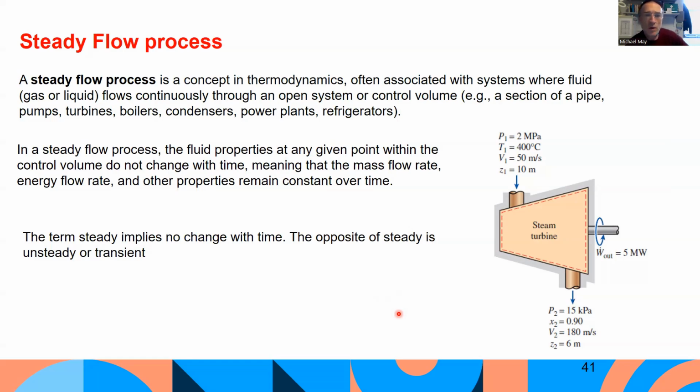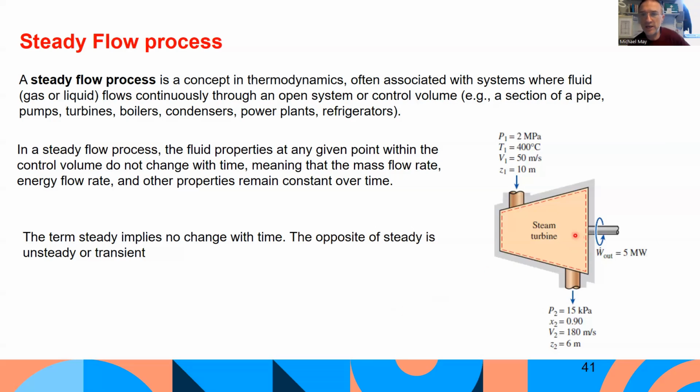In a steady flow process, the fluid properties at any given point within the control volume do not change with time, meaning that the mass flow rate, energy flow rate, and other properties remain constant over time. The term implies no change with time. The opposite of steady is unsteady or transient.